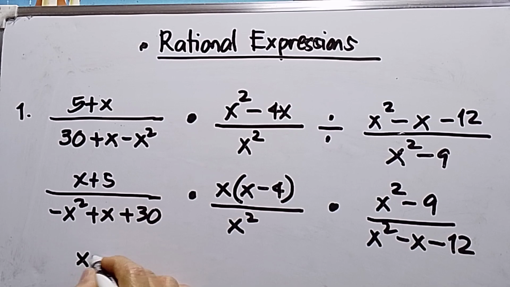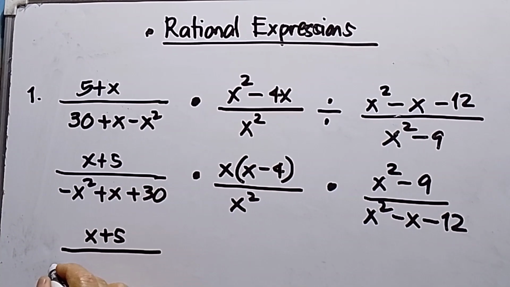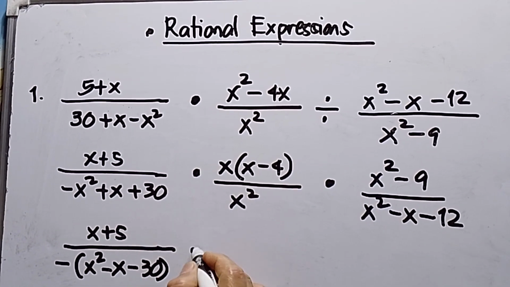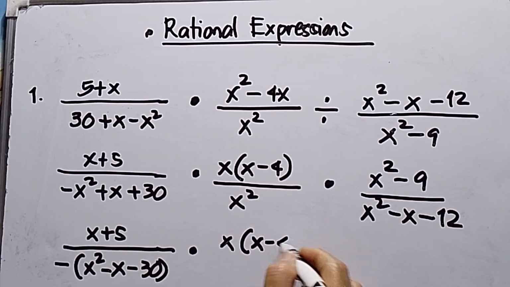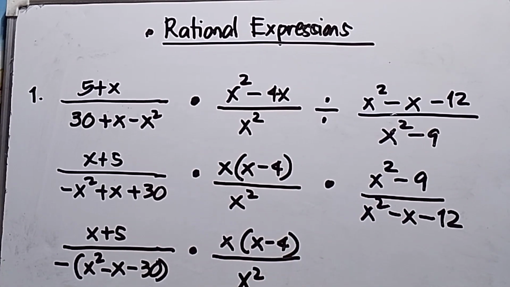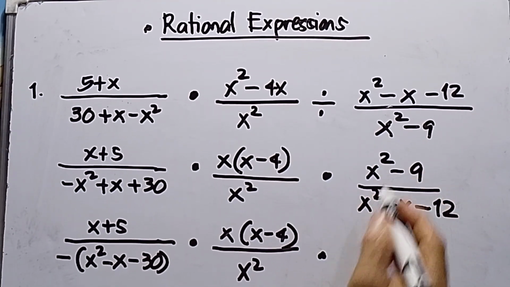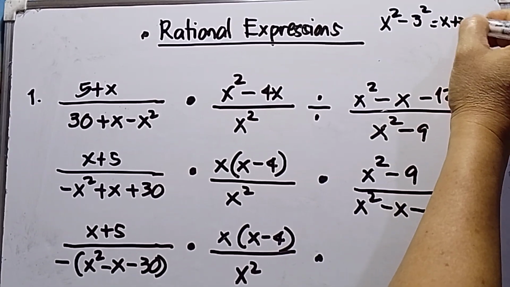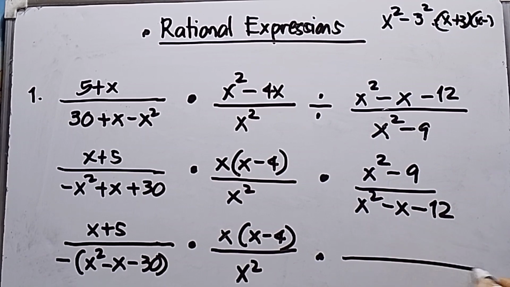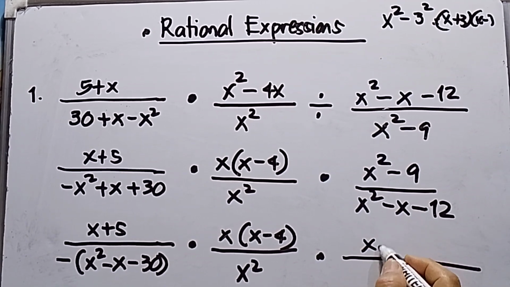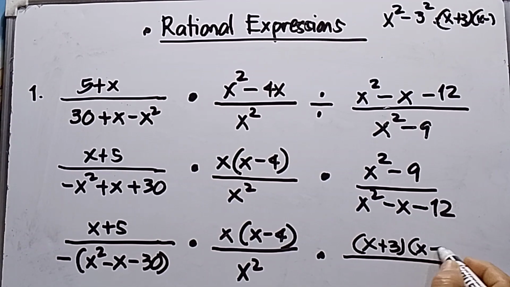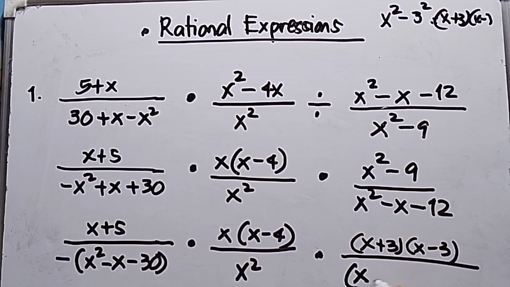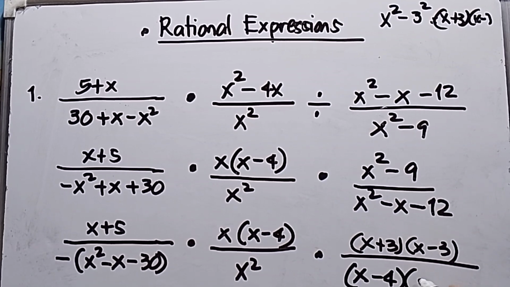Again, copy this one, x plus 5. Then factor the negative sign. This will be minus (x squared minus x minus 30) times x minus 4 over x squared. Then I need to factor this one because this is difference of two squares. It should be x squared minus 3 squared is equal to x plus 3 and then x minus 3. So for the numerator, factors are x plus 3 and then x minus 3. How about the denominator? So this will be x minus 4 and then this will be x plus 3.